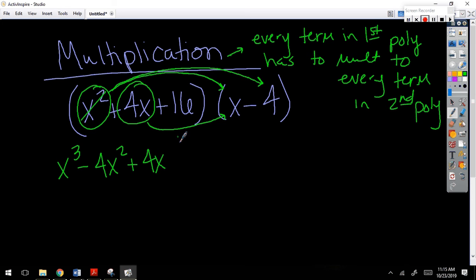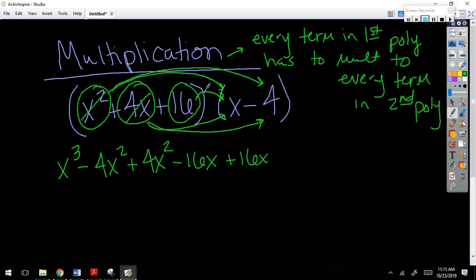It looks like half of this problem cancels. Yeah, it does. Minus, this one's done. 16. The two sixteens cancel each other. Plus 16x minus 64. Oh, this is a difference of 2 cubes, that's why.